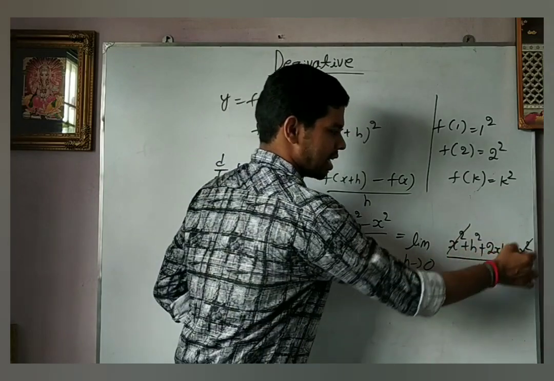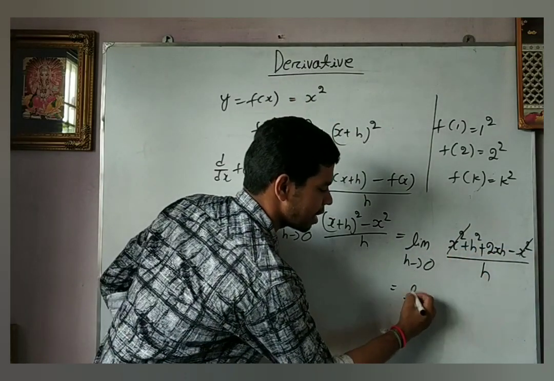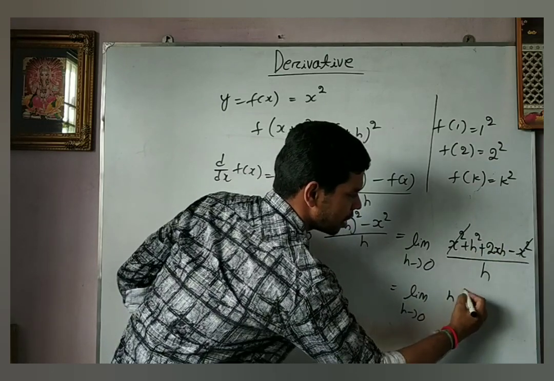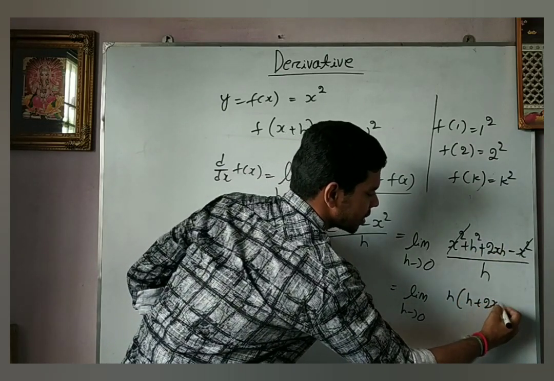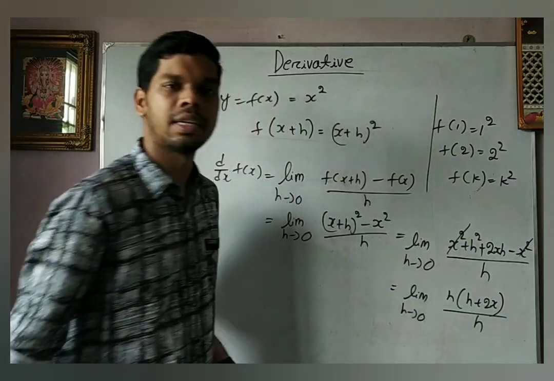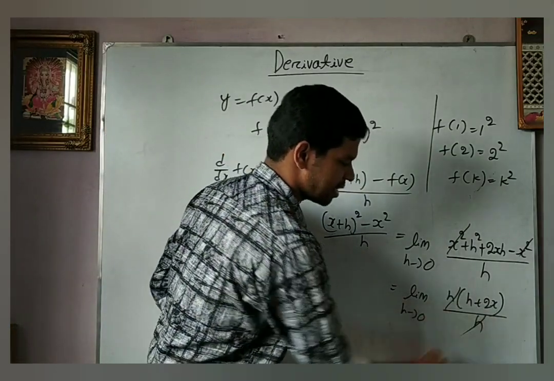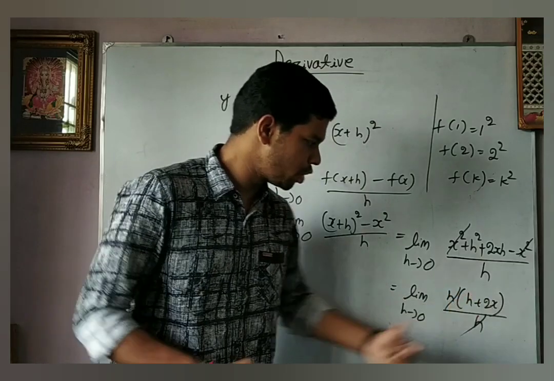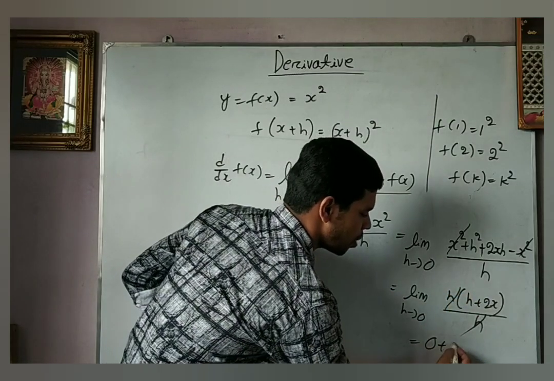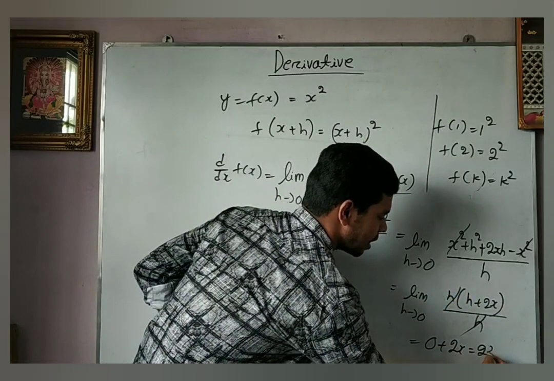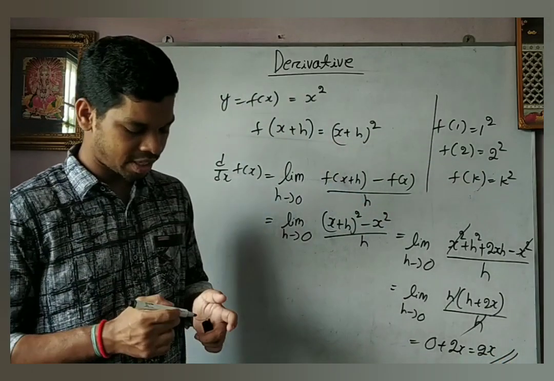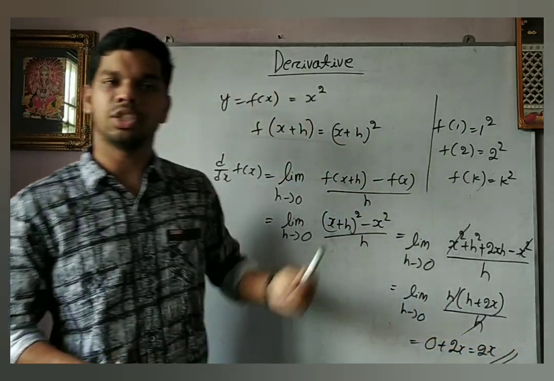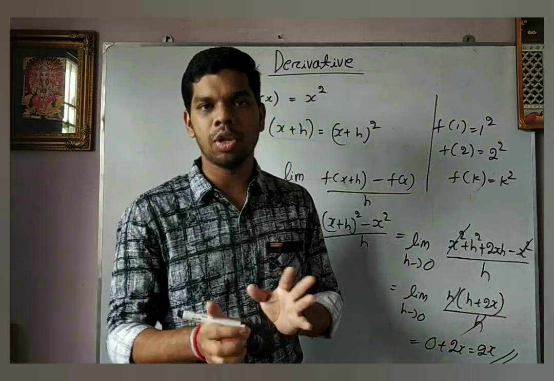x square cancels. Then it contains limit h tends to 0. Take h common: h plus 2x. Now h cancels. Now put the value of h. What is the value of h? h equal to 0. Put here 0 plus 2x, and the answer is 2x. That means the derivative of x square is 2x using the first order principal method.